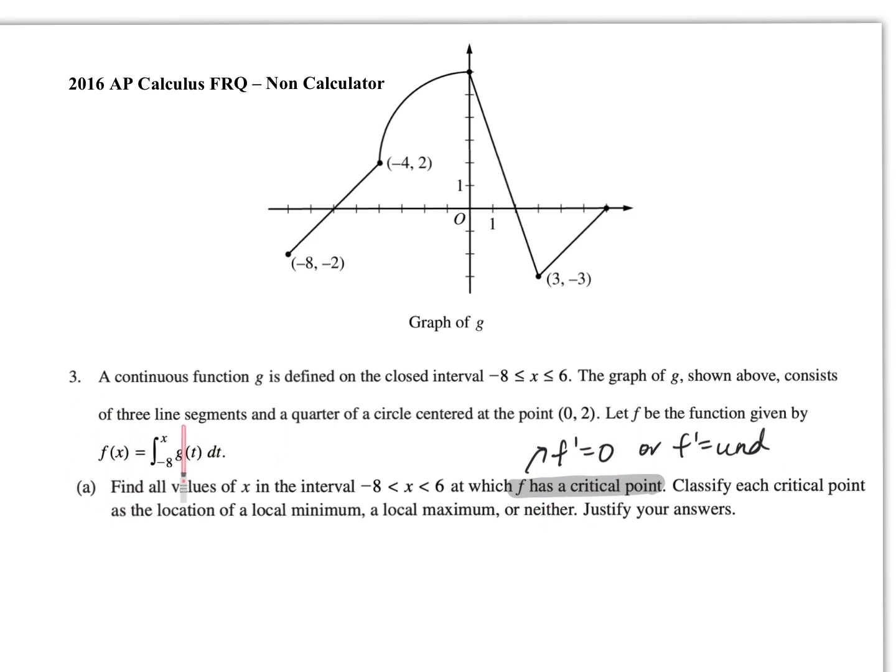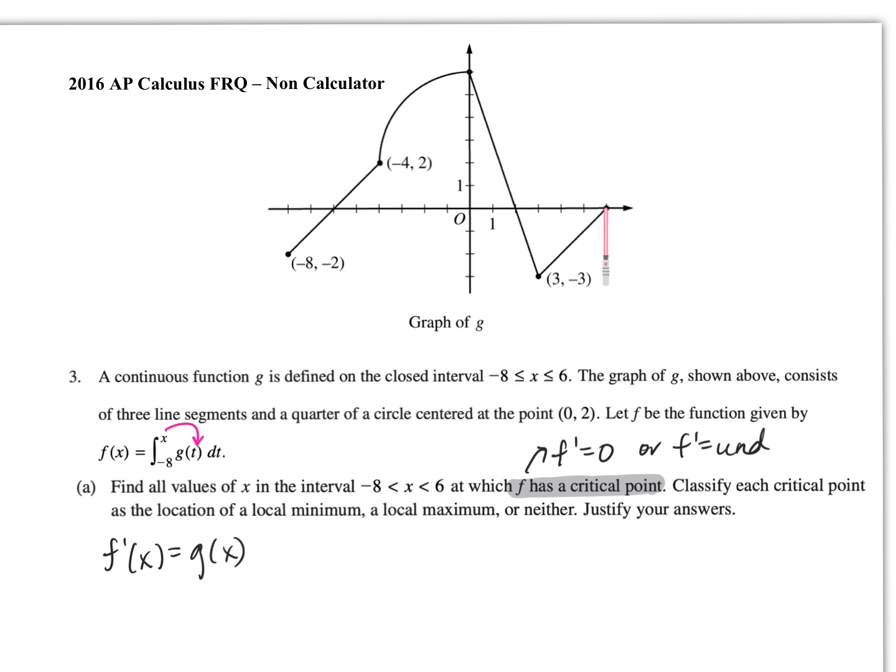So if this is f, what is f prime going to be? What's the derivative of f going to be? Yes, people, we are getting better at that. Derivative of an integral is canceling out. That's so good. So if f prime is just g, and we need to find out where f prime is 0 or f prime is undefined, that's just when g is 0 or g is undefined.